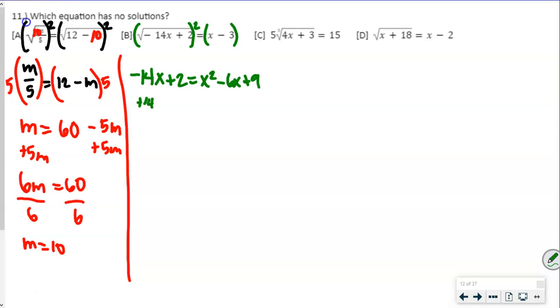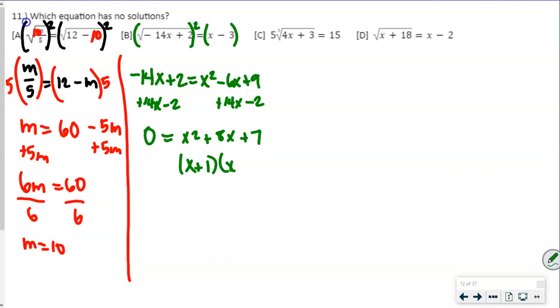So we're going to add 14x, and we're going to subtract 2. So add 14x and subtract 2. So that's going to give us 0 is equal to x squared plus 8x plus 7. So we get x plus 1 and x plus 7. When I factor that, they add up to be 8, don't they? Okay, so then we get x equals -1 and we get x equals -7.